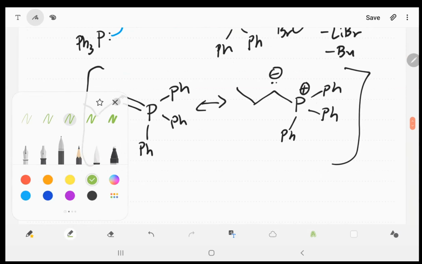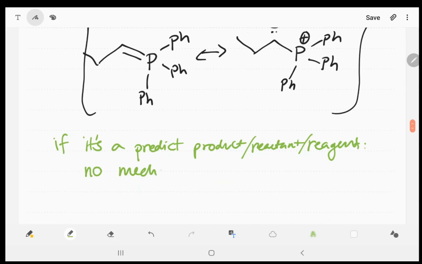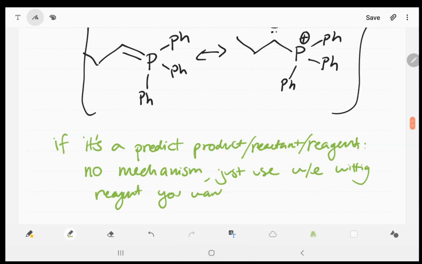So if it's a kind of predict the product or reactant or reagent, no mechanism necessary. So you can just use it already made. If it's a predict the product reactant reagent. The others, you may have to make it. And in fact, I would say, especially if it's a mechanism question, yes, you'll definitely need to show this. If it's a synthesis one, you'll probably want to show it as well, because you're adding carbons on. So generally, you do show that.